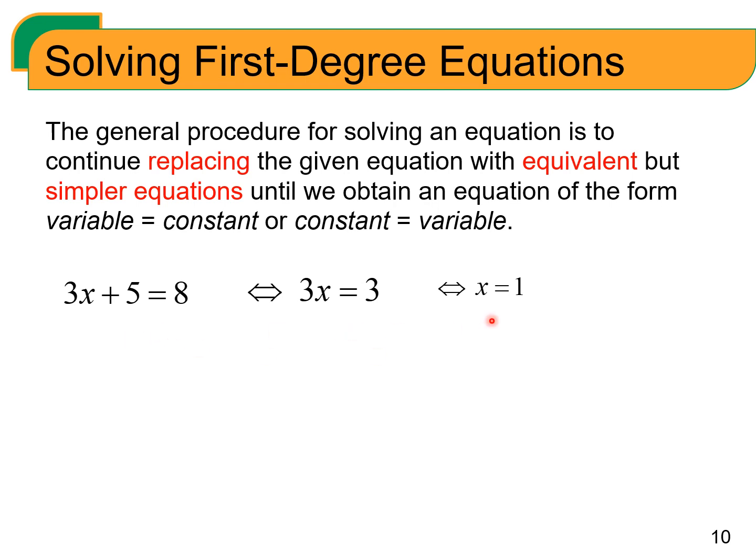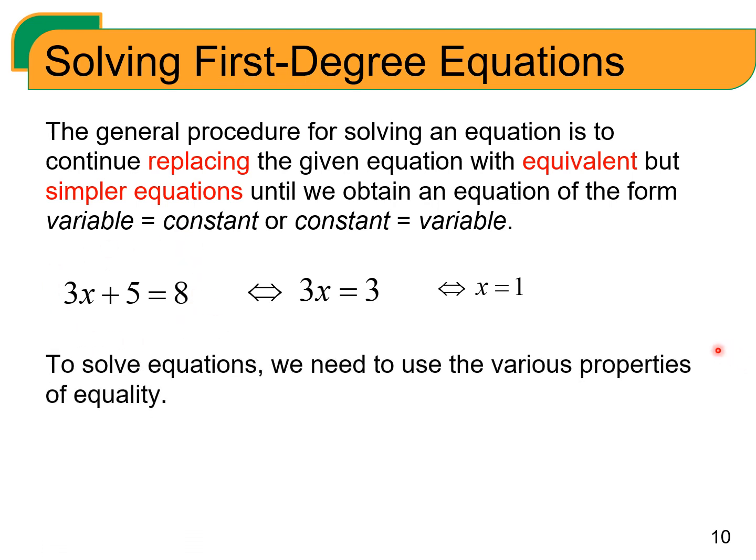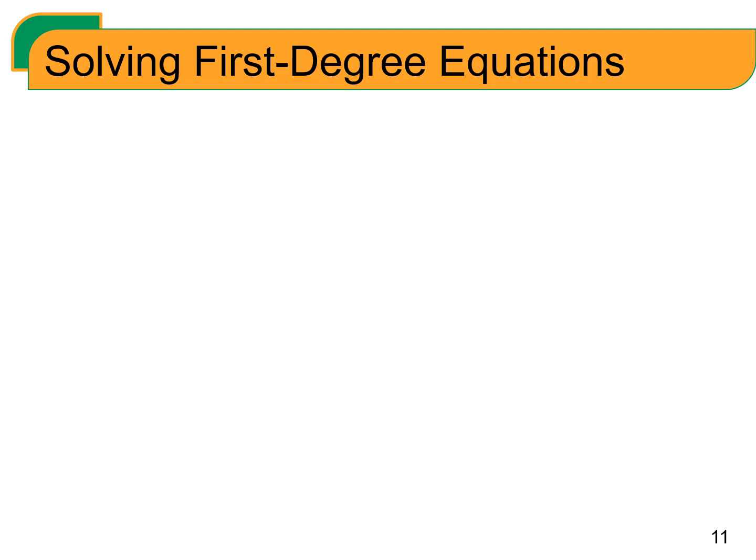All 3 equations are equivalent equations. However, the most right equation tells us the solution to the left, a slightly more complicated equation. The solution is x equal to 1. That is, x equal to 1 will make this equation a true statement. So to solve equations, we need to use various properties of equality. And the following equalities, you are probably familiar with them. Let's just formally recognize them.